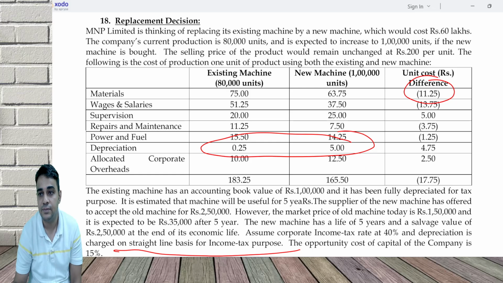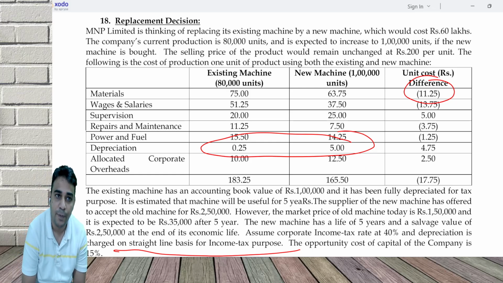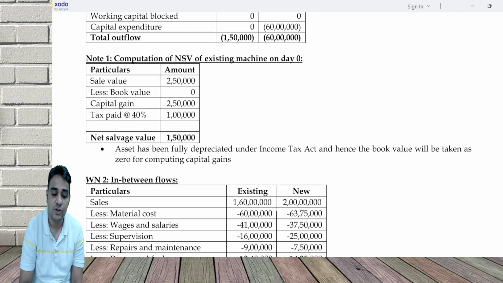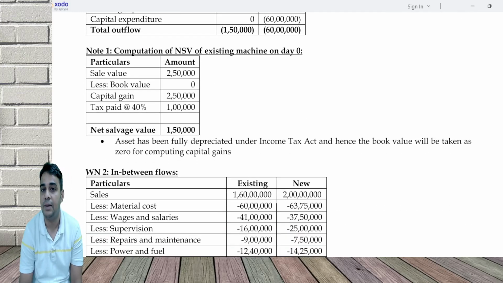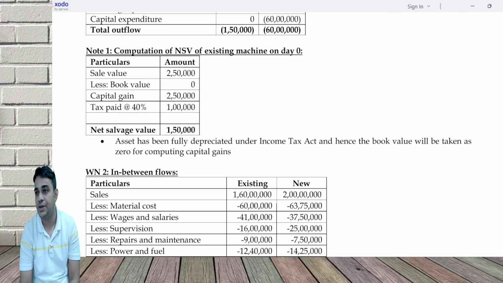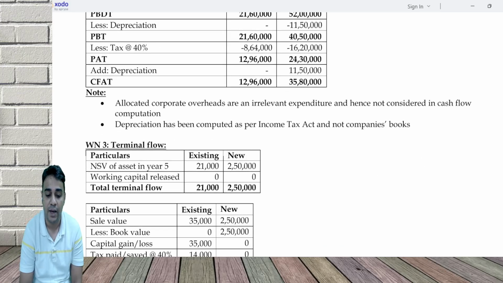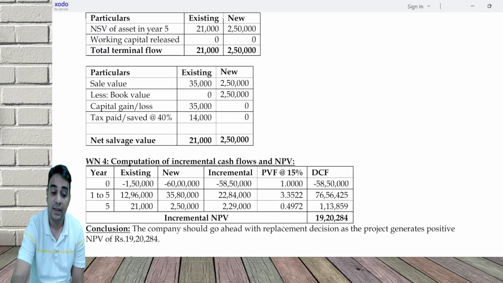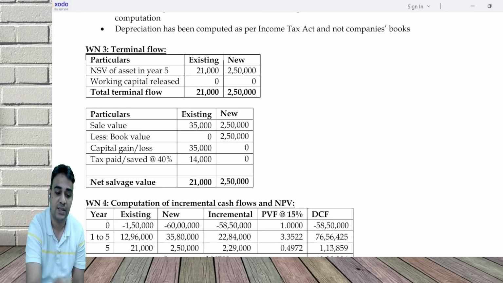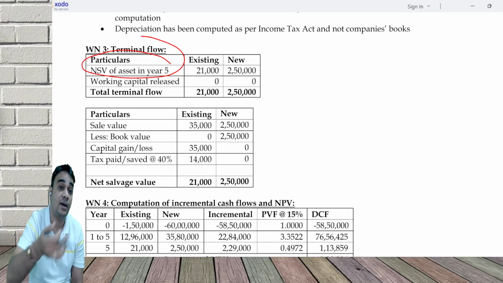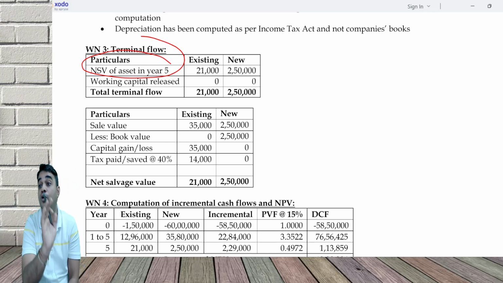Corporate overhead is ignored. So some students made mistakes on this accounting depreciation, book value depreciation, accounting book value, income tax book value. All these are of no use to me. And in this question, there is also a terminal flow. There is an NSV on day 0, and there is also another NSV after 5 years. There's also another one for the old machine.